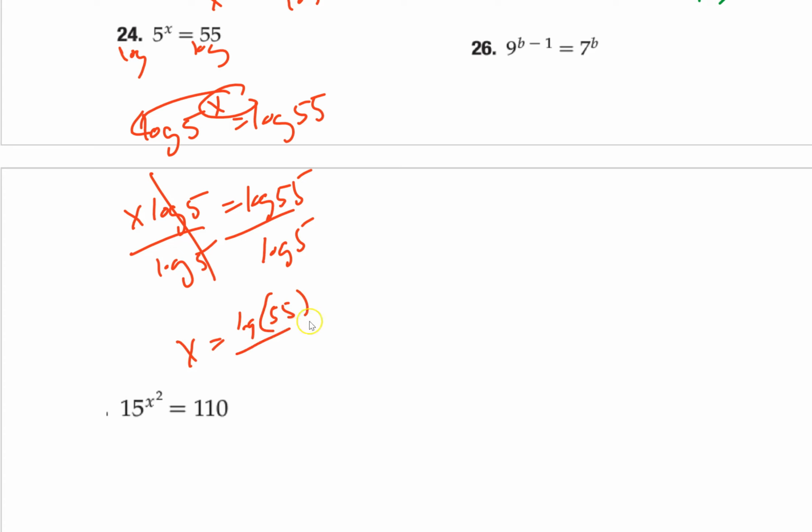Again, I cannot stress enough, these do not reduce. Don't give me log of 11. They're locked in. It's log of 55 over log of 5. That's it. Or calculator.